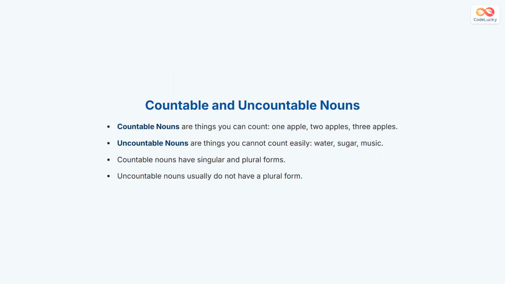Countable nouns are things you can count. You can say 1 apple, 2 apples, or 3 apples. Uncountable nouns are things you cannot count easily. For example, water, sugar, and music are uncountable. Countable nouns have singular and plural forms. You can say 1 book or many books. Uncountable nouns usually do not have a plural form. You cannot say waters or sugars in normal English.